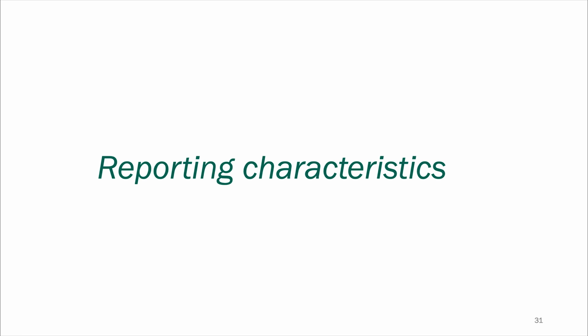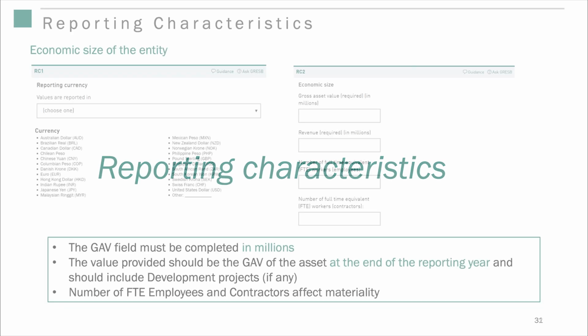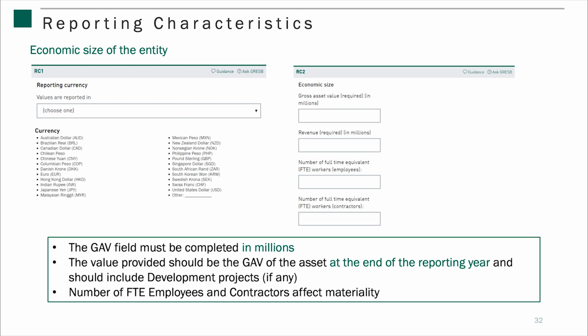Reporting characteristics describe the entity, define the reporting scope for the current reporting year, and determine the structure of the assessment submission. The reporting currency is stated in indicator RC1 and must be used consistently throughout the assessment. In RC2, participants specify the entity's economic size in terms of gross asset value, revenue, and number of full-time equivalent employees, as well as that for contractors.